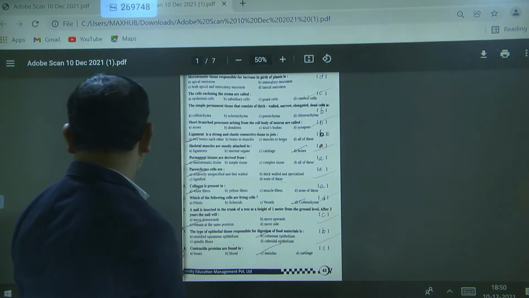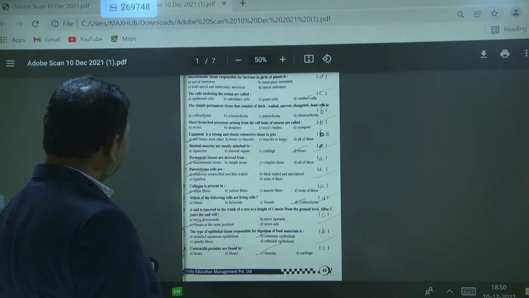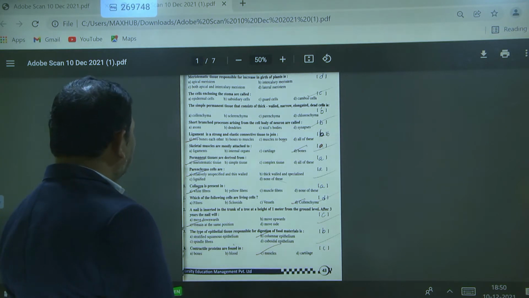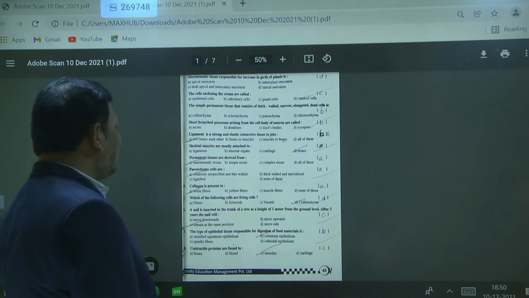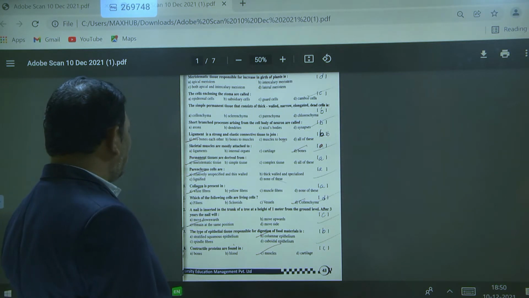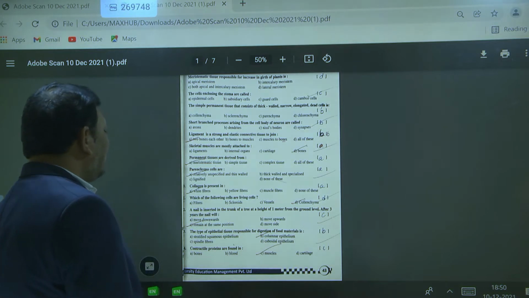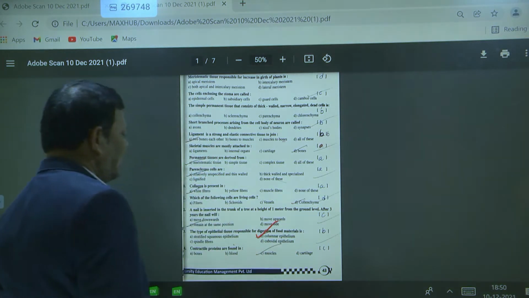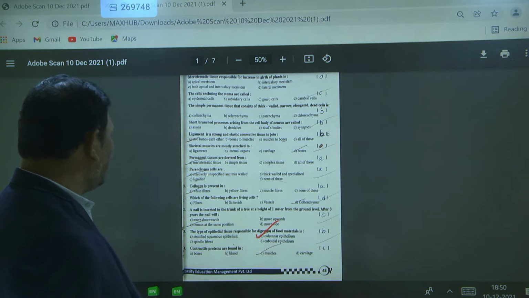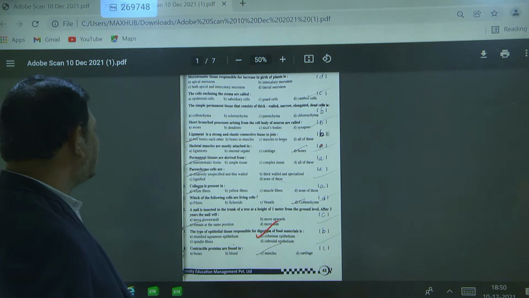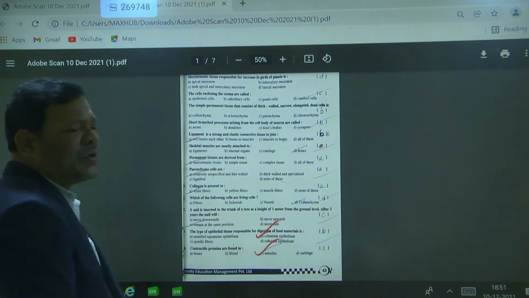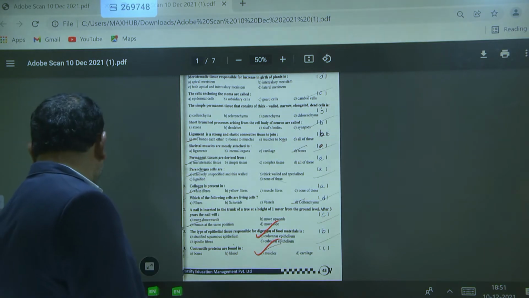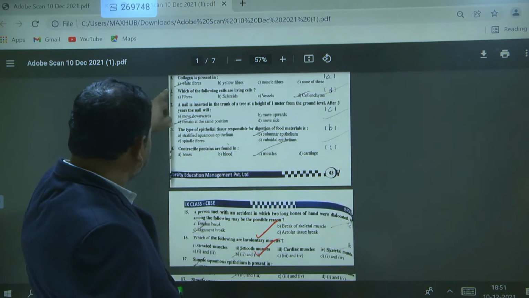Now see, next question. The type of epithelial tissue responsible for the digestion of food material: stratified squamous epithelium, columnar epithelium, spindle fiber, cuboidal epithelium. Columnar epithelium. And contractile proteins are found in bones, blood, muscles, cartilage. Contractile proteins are present in the muscles.